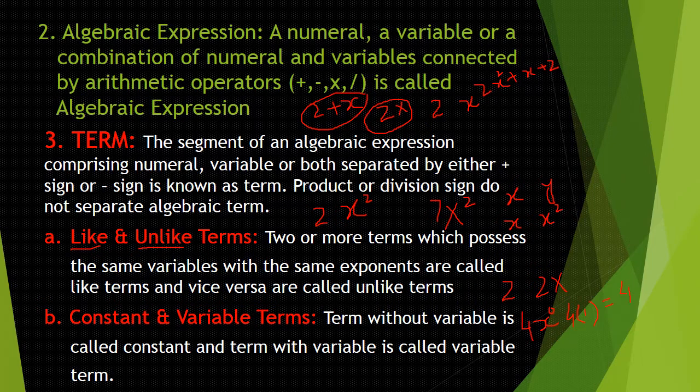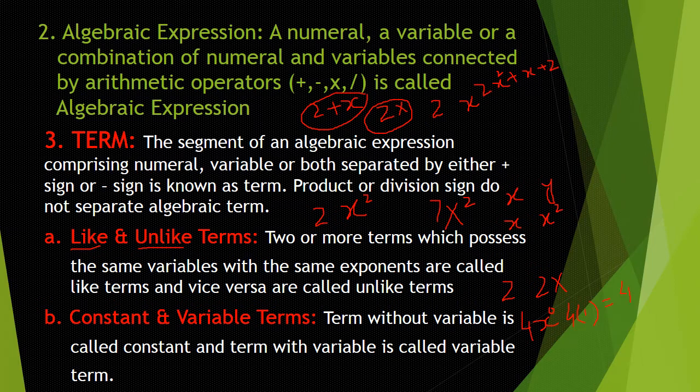As I have already told you, a term is always separated by a positive or negative sign, but terms cannot be separated by a multiplication or division sign. If there is multiplication or division between two numerals or variables, they form only one term. Now I am going to tell you about like terms and unlike terms. What are like terms and what are unlike terms?